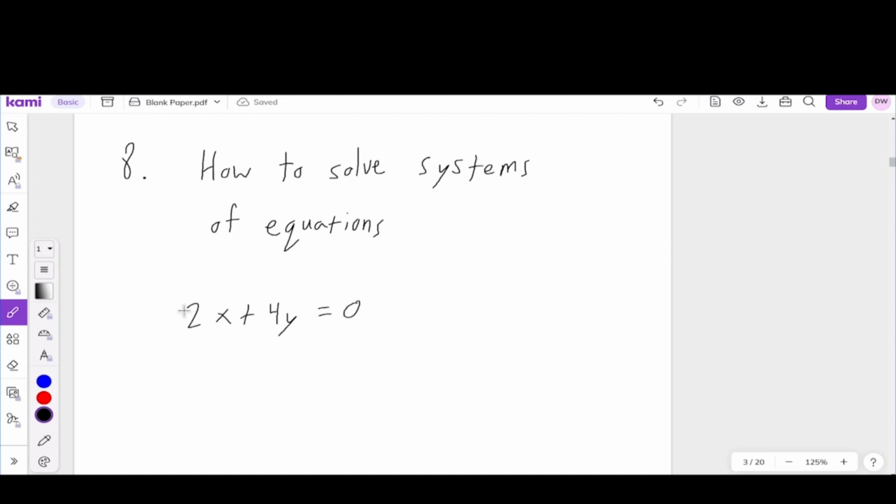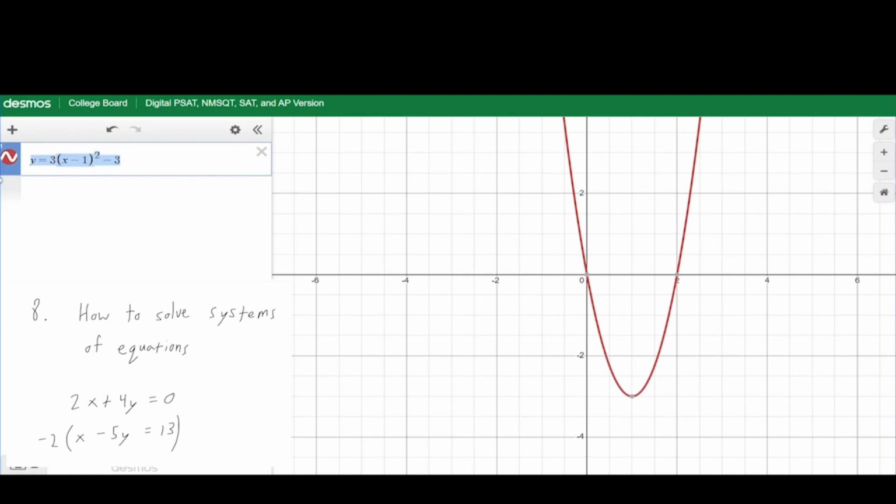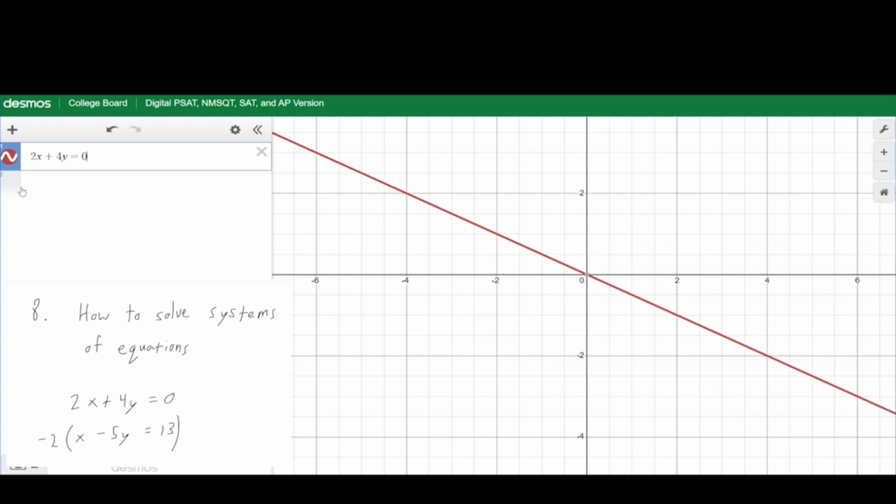But let's say I have this system of equations, 2x plus 4y equals 0, and x minus 5y equals 13. For this one, I would probably use elimination method. I would multiply the bottom one by negative 2, cancels out the x, but, you know, this takes a while. Again, when I can very easily just go to Desmos, type in the first equation, 2x plus 4y equals 0, and now actually you see that this is a linear line.